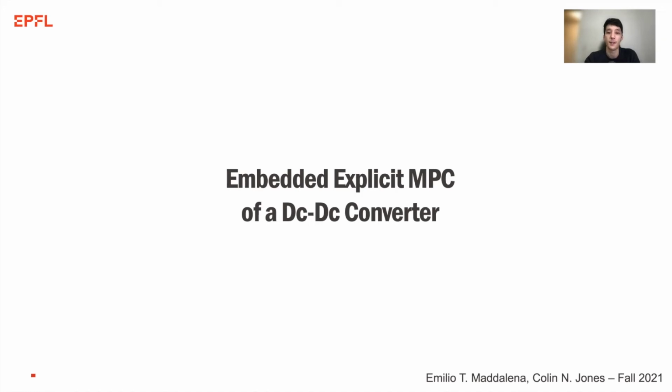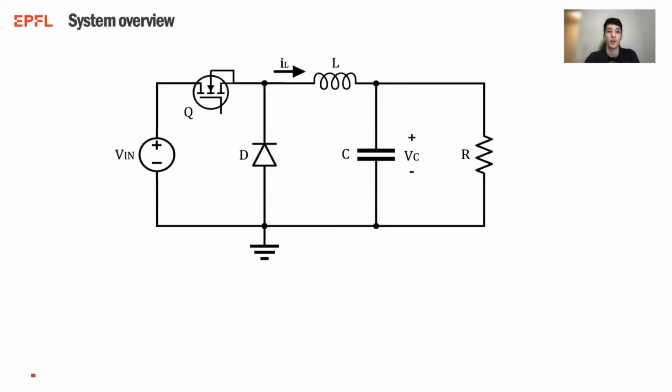Hi, let me show you an application of explicit MPC in the domain of power electronics. Power electronic systems can be found in many places. They can be found in your cell phone and laptop battery chargers. They can be found in the metros and trains we hop on every day, and even in modern power stations.